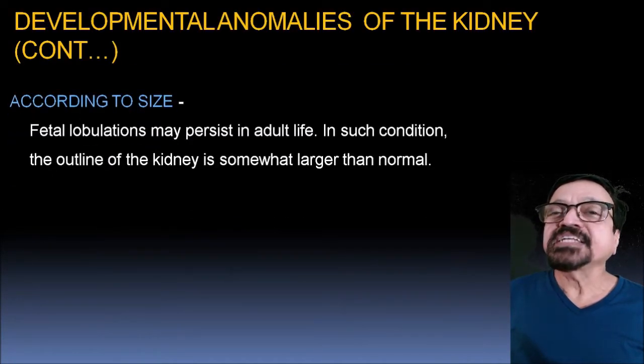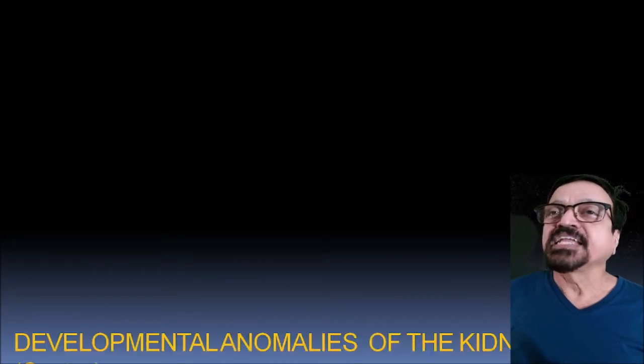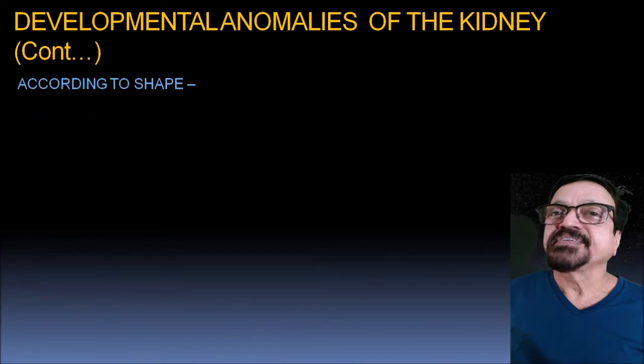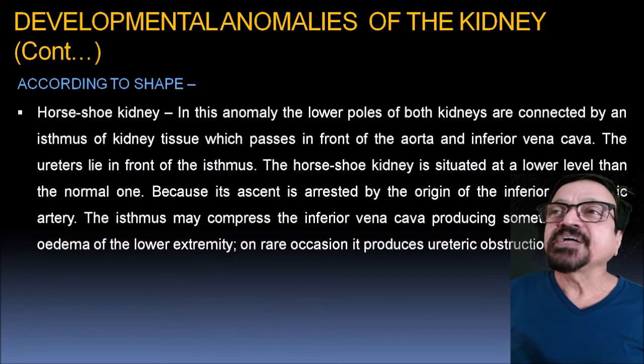Now according to the size, we are seeing the developmental anomalies of the kidney. According to size, fetal lobulation may persist in adult life. In such a condition, the outline of the kidney is somewhat larger than normal. According to shape, there can be anomalies. Horseshoe kidney.